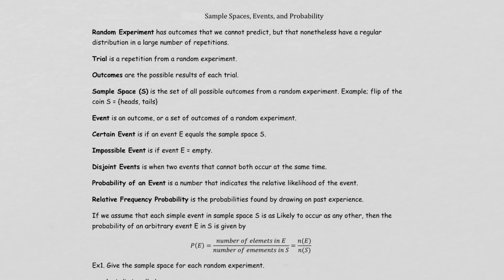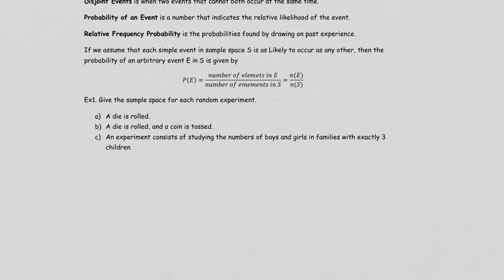Today's lesson, we're going to talk about probability and some of their definitions. We have random experiments, trials, outcomes, sample space, events, certain events, impossible event, disjoint event, probability of the event, relative frequency probabilities, and so on. And their definitions are written right here, and maybe you can pause this video and read them. But we will probably understand better when we're actually working on the problems.